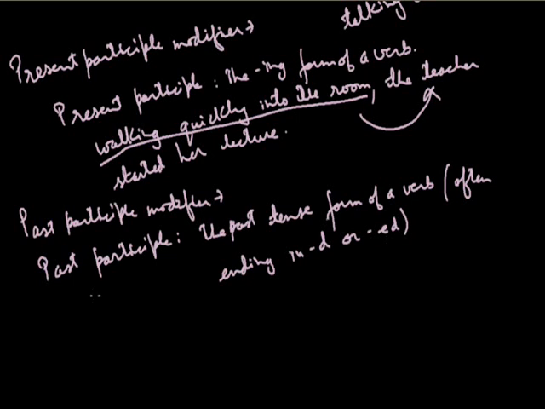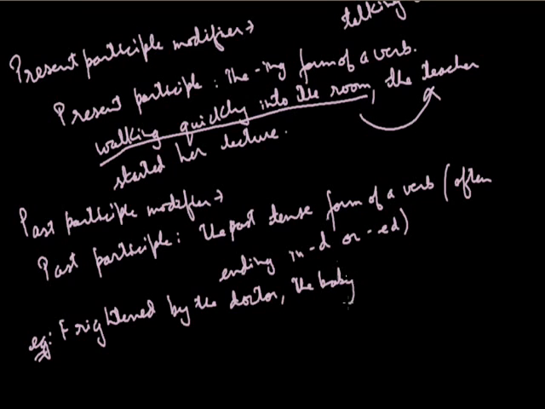For example, frightened by the doctor, the baby began screaming. Now, a past participle modifier shows how the baby felt. So, how did he feel? Frightened by the doctor. Who? The baby.